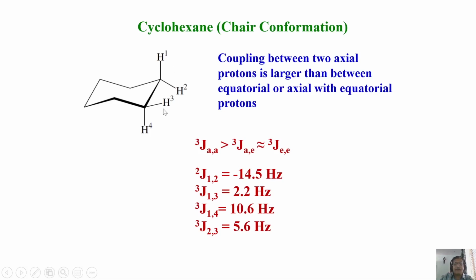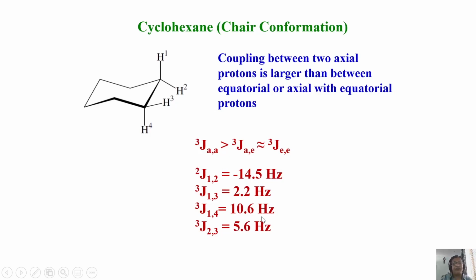Coupling between two axial protons is larger than between equatorial and axial and between equatorial protons. Simply, I will tell you, a three bond coupling between axial and axial protons is larger than axial-equatorial coupling, which is approximately equal to equatorial-equatorial. Remember this point. Take an example, this 1-2 coupling, J12. This can be 14.5 hertz with a negative sign. Whereas J13, between this and this, can be 2.2 hertz. Between 1 and 4 here, this can be 10.6 hertz.